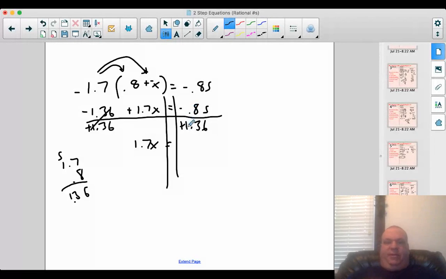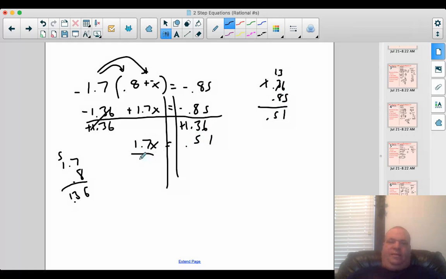here I have a positive plus a negative. Remember the rule is there. The positive part is bigger, so I know my answer will be positive. But to figure out what it is, I got to figure out the difference between those. I got to subtract them. So 1.36 minus 0.85. Okay, so 6 minus 5 is 1. I got to borrow here. Get a 13. 13 minus 8 is 5. So I get 0.51.